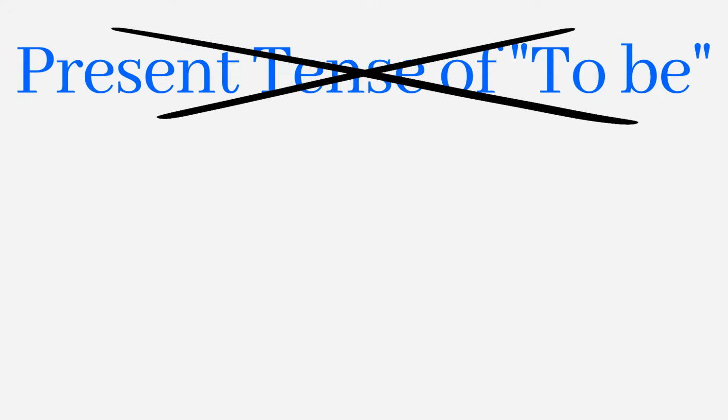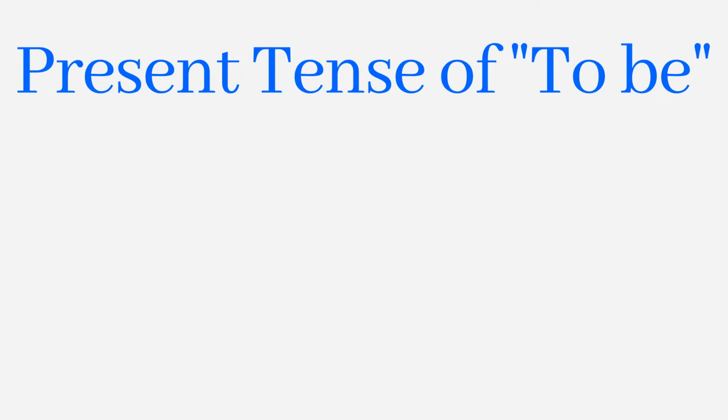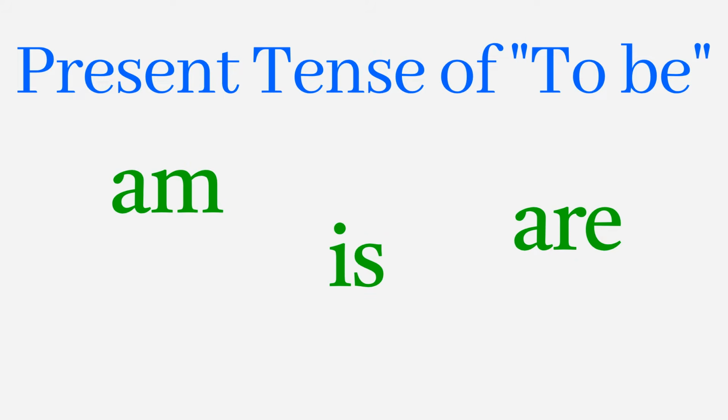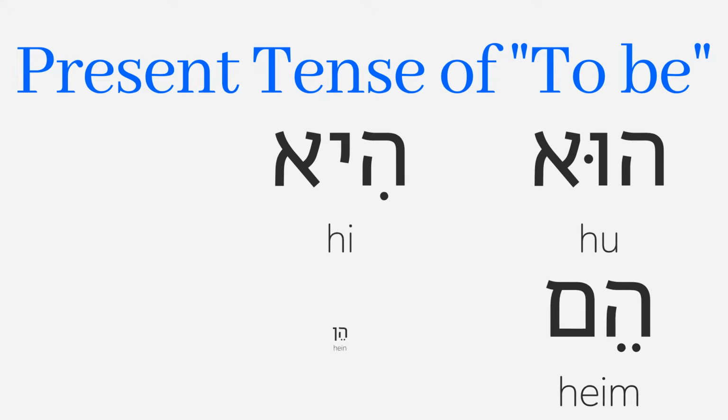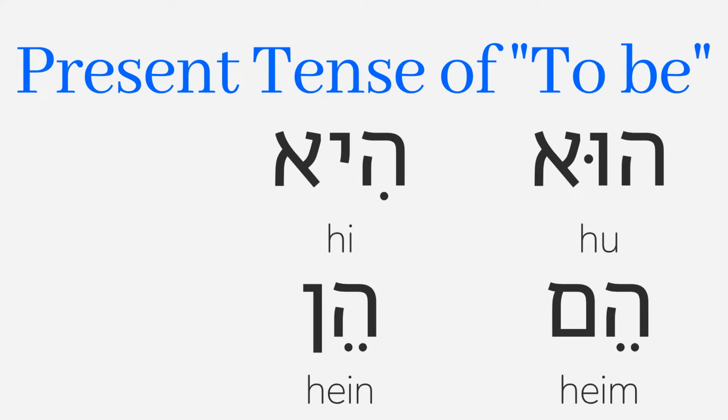For quite a while, we've known that Hebrew doesn't use the present tense of the verb to be, which in English would be verbs like am, is, or are. If necessary, it will instead use the pronouns hu, hi, hem, and hen, he, she, and masculine and feminine they, to mean is and are.